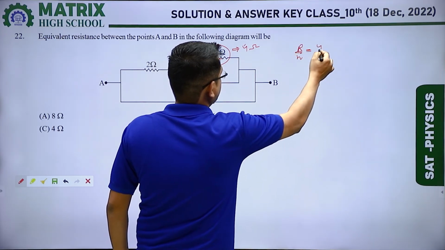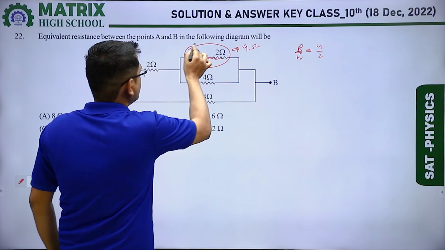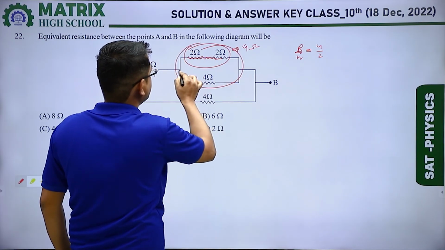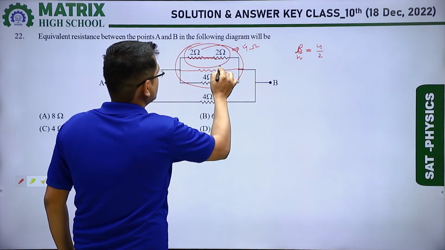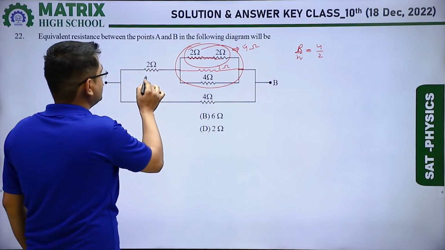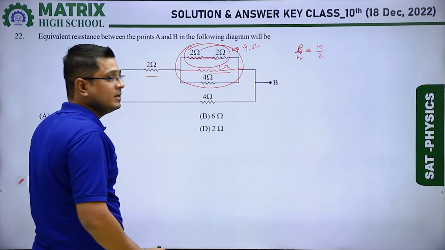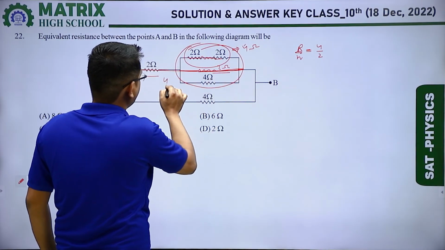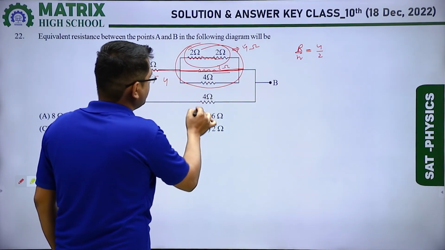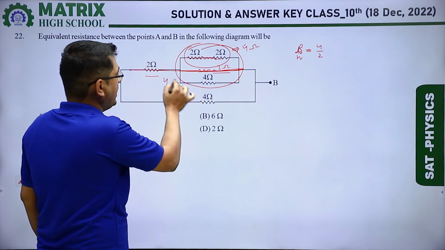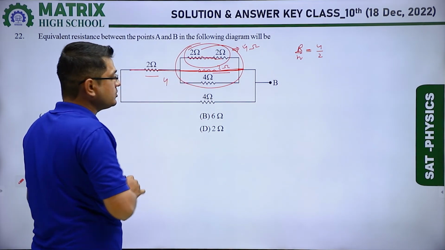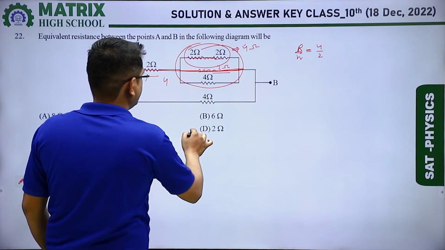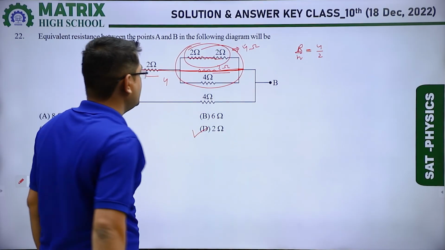which is 4 divided by 2. So the combination of this becomes 2 ohm. Now we can see this 2 ohm and this 2 ohm are in series. So in this branch the total resistance will become 4 ohm, which is in parallel configuration with this 4 ohm, and 4 and 4 in parallel becomes 2 ohm. So the correct answer will be option D, that is 2 ohm.